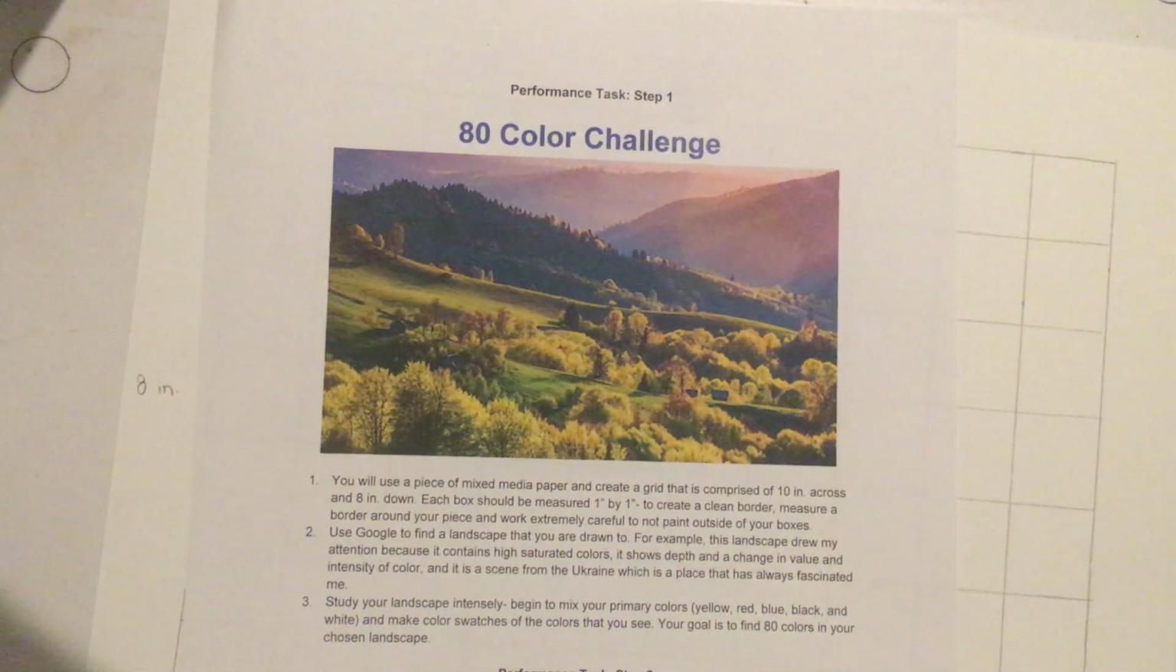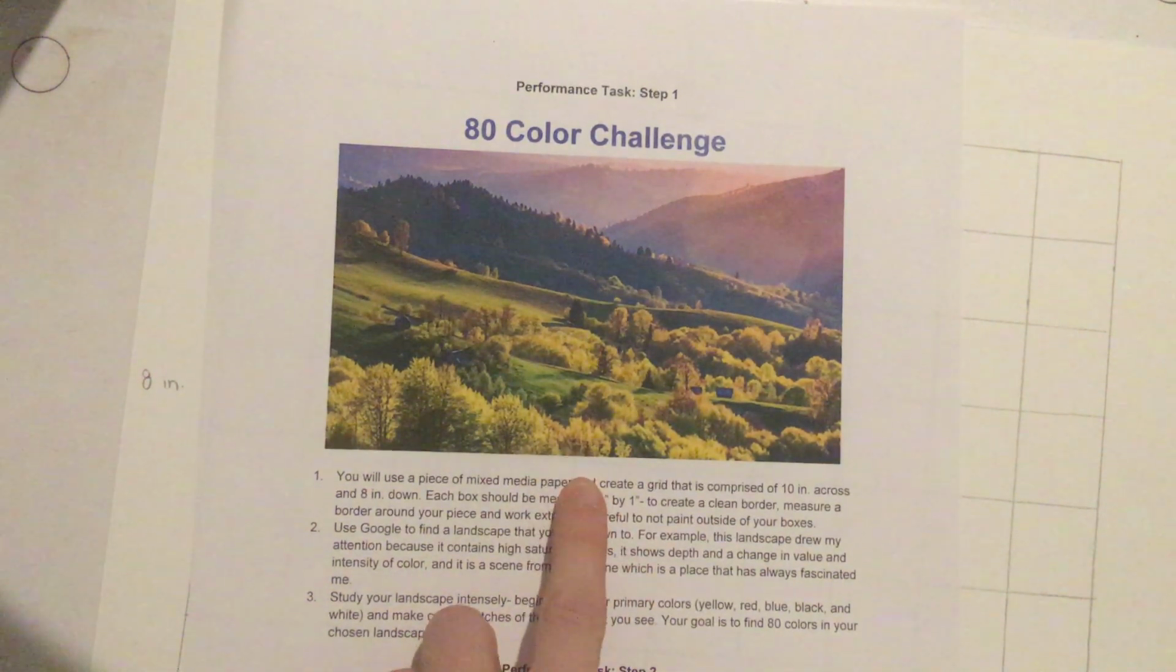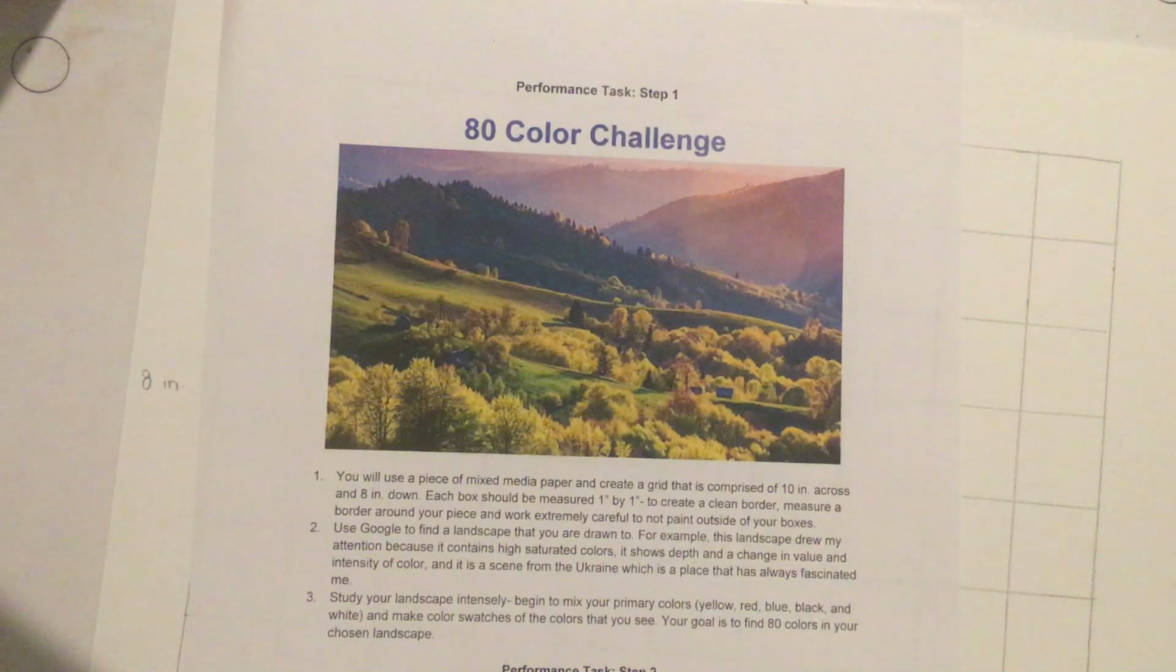All right, ninth graders, so for our color unit, we are now moving on to performance task. This is your first one out of 3 performance tasks total. So for this assignment, you will get to choose a landscape of your choice. So everybody should have a completely different diagram after we're done. You're going to pick a landscape from Google. It can be anything that you're drawn to.